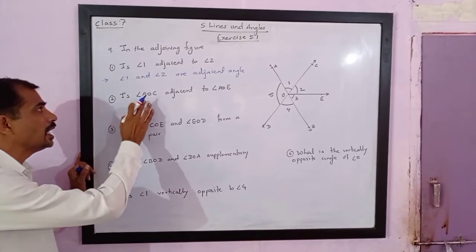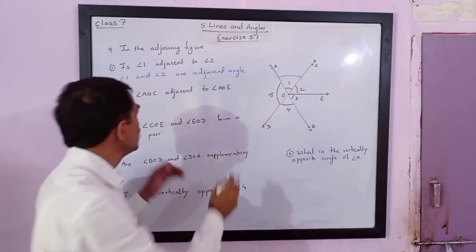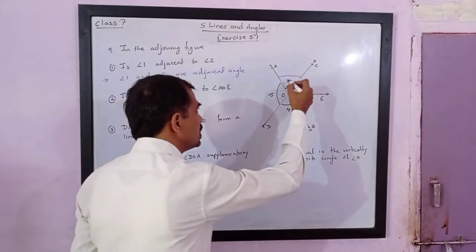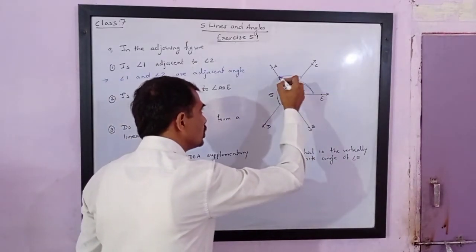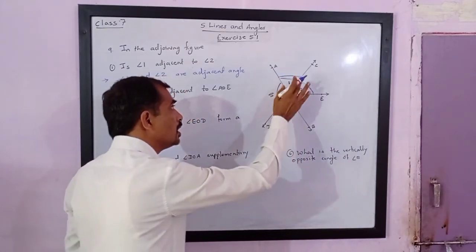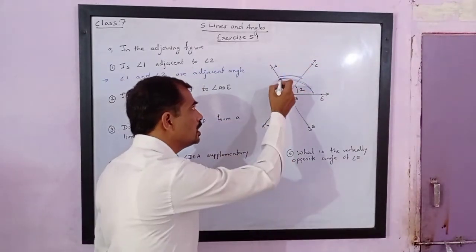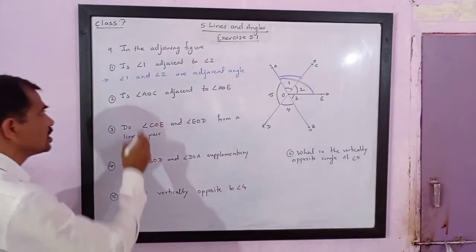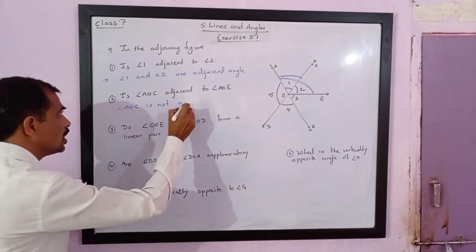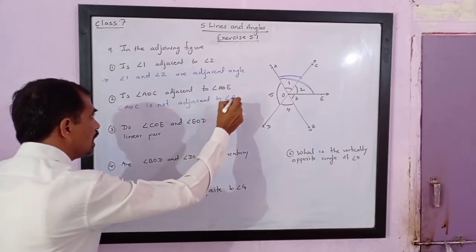Then the second is angle AOC. Angle AOC is this angle. Is angle AOC adjacent to angle AOE? AOE is this angle. Please note, AOC and AOE have a common arm OA, but the uncommon arms are on the same side of the common arm. Therefore, these angles are not adjacent angles. So, angle AOC is not adjacent to angle AOE.